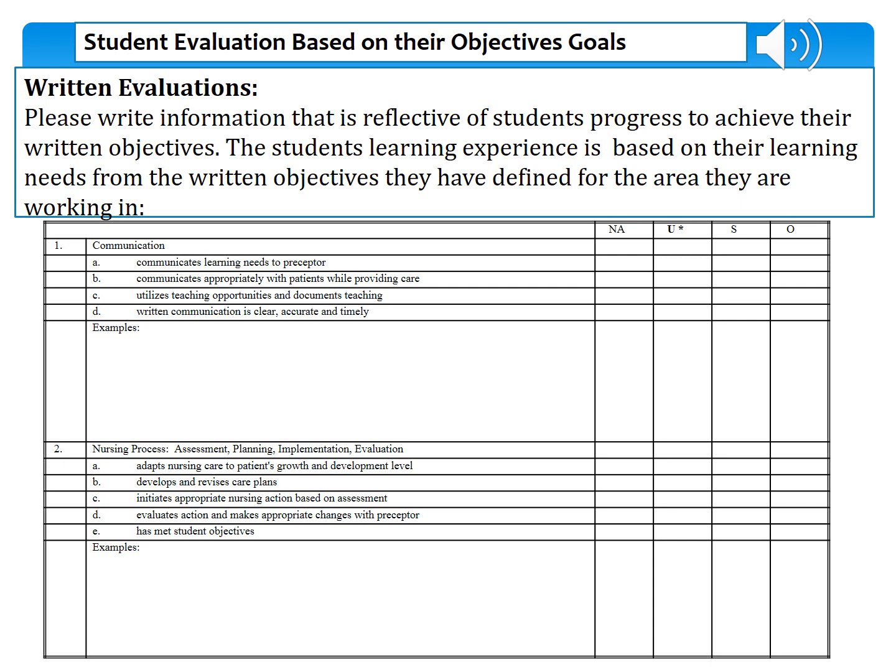The student's learning experience is based upon their learning needs from the written objectives they have defined for the area that they're working in. If you have any questions about completing the evaluation form, please feel free to contact myself, Beth Johnson, or Kif Mills. We're the preceptor faculty coordinators.